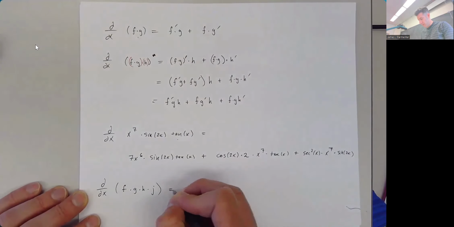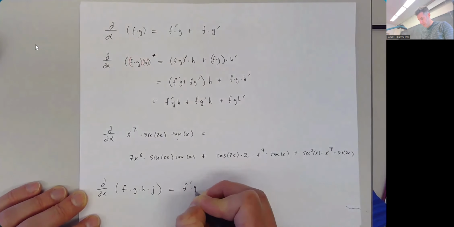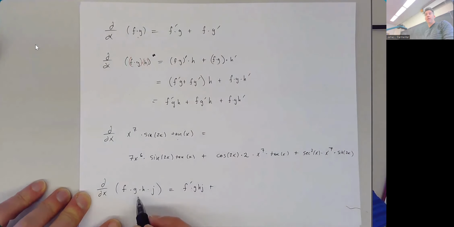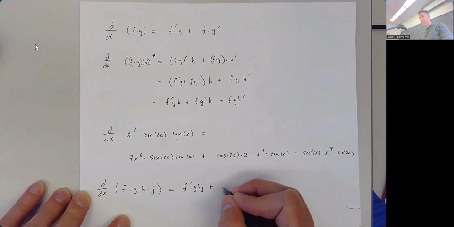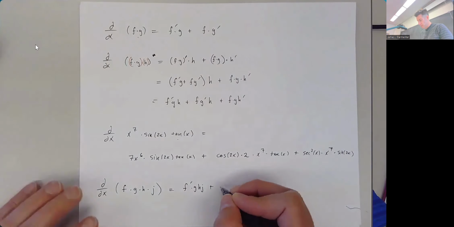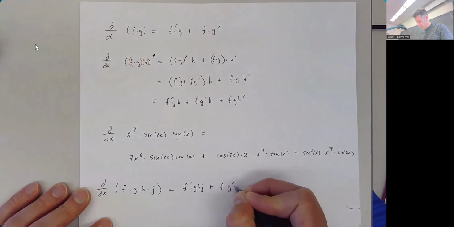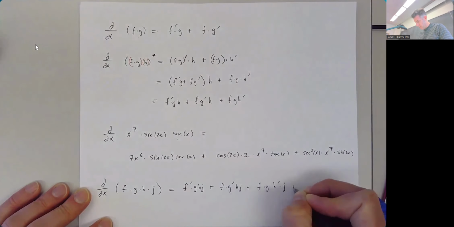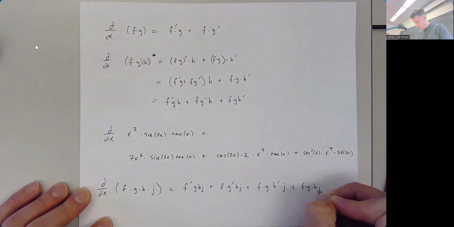So the first piece is going to be f prime times g times h times j. The next piece, I'm not going to have f prime, I'm going to have g prime. So in each piece, you're getting one derivative, and each derivative has to show up at least once. So you get f times g prime times h times j, plus f times g times h prime times j, plus f times g times h times j prime.